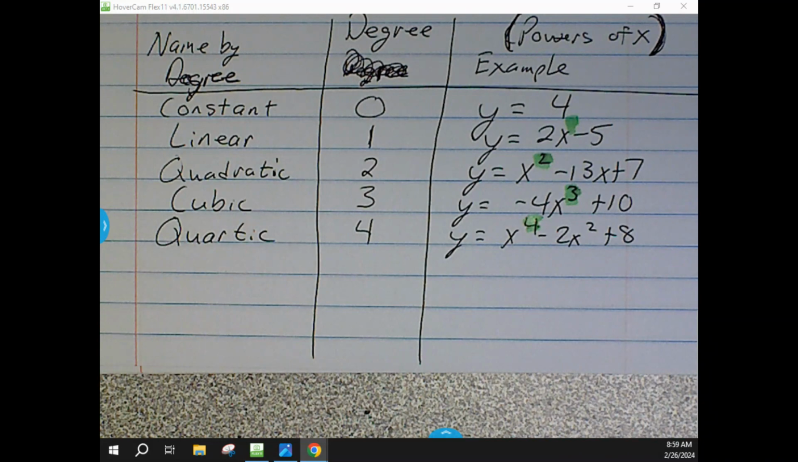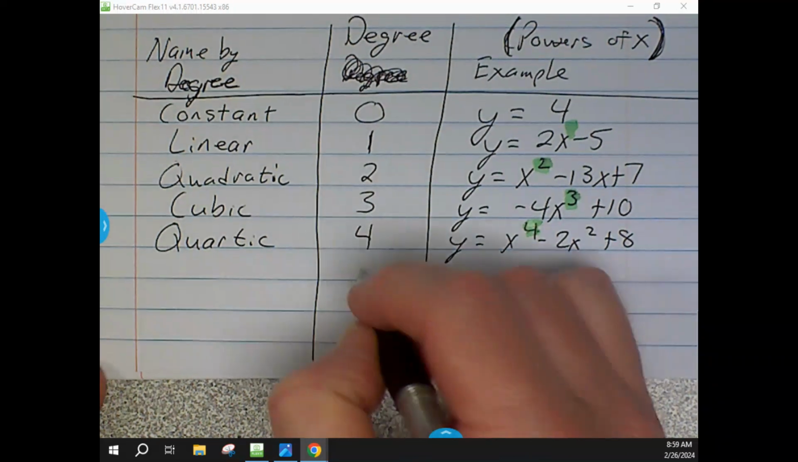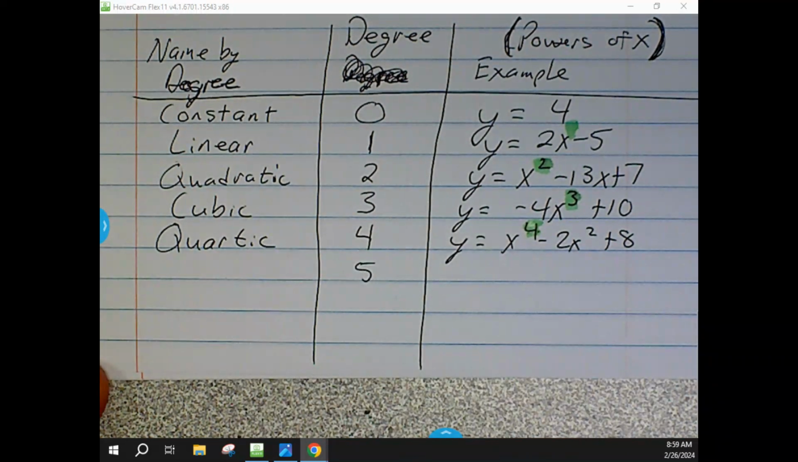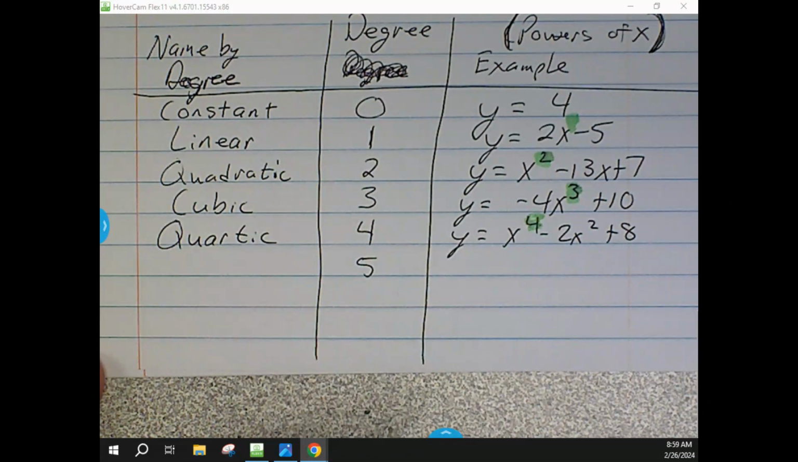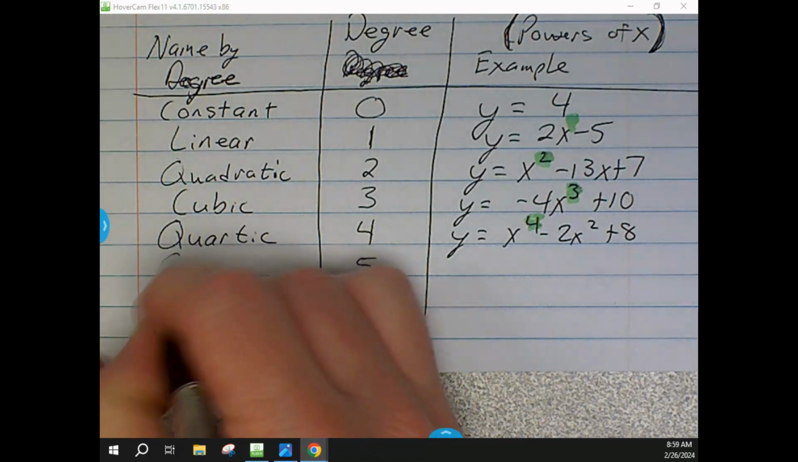All right, and then the last one that we worry about is x to the 5th power. And again, we don't think about this one a lot, but this one is quintic.